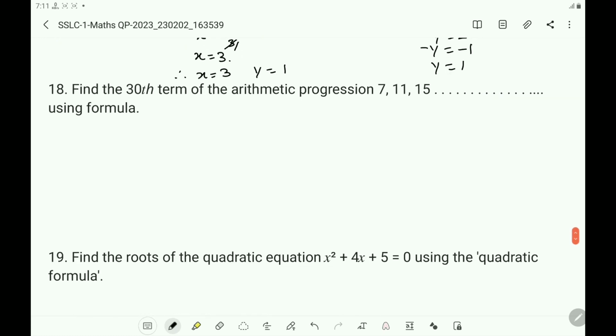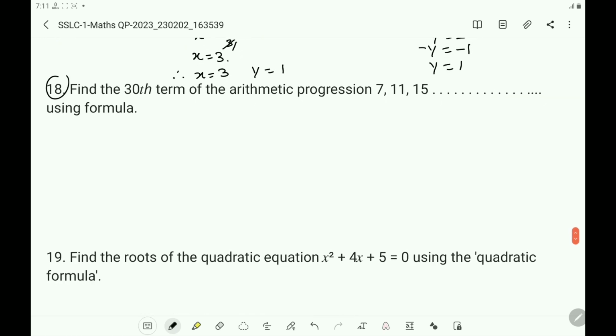Now you take question number 18. What is the question? Find the 30th term of the arithmetic progression 7, 11, 15, and so on, by using the formula. Here it is an AP. It is given that it is an AP. Now in this AP, what is the first term? The term which is in the first place, that is the first term.